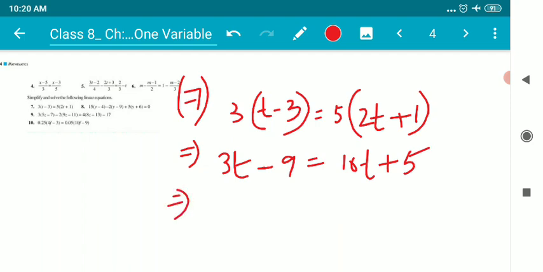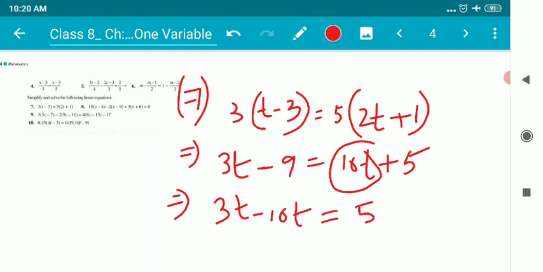Now children, this 3t I'll just take over here, and this 10t I'll bring from right hand side to the left hand side. It will be minus 10t. Okay. And here it was plus 5. I'll just transpose minus 9 from left hand side to the right hand side. It would become plus 9.